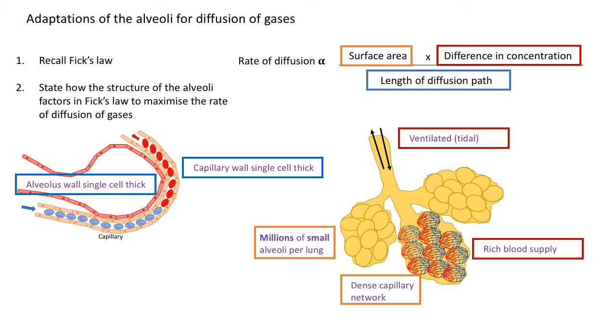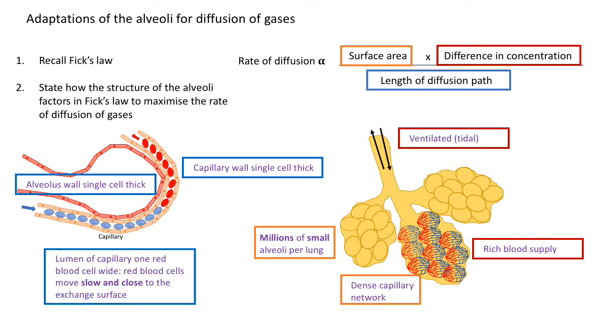Also, notice the way the blood's moving through those capillaries. The lumen of the capillary is one cell, one red blood cell wide. As a consequence, they move slowly. So if they're moving slowly, it provides enough time for diffusion to take place, but they're also moving very close to the exchange surface. So again, reducing that length of the diffusion path. So they're the features of the alveoli and how they're adapted to diffusion of gases.